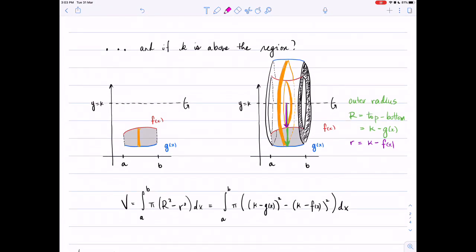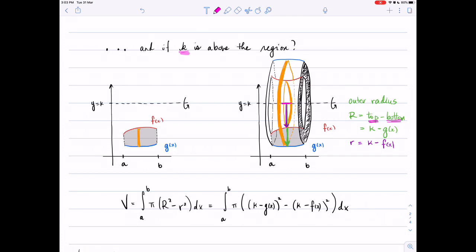Oh, wait, before we do, I played a trick on myself. What if k is above the region? If k is above the region instead of below the region? Well, it's the same principle, except now the top value and the bottom value switch compared to the last one.